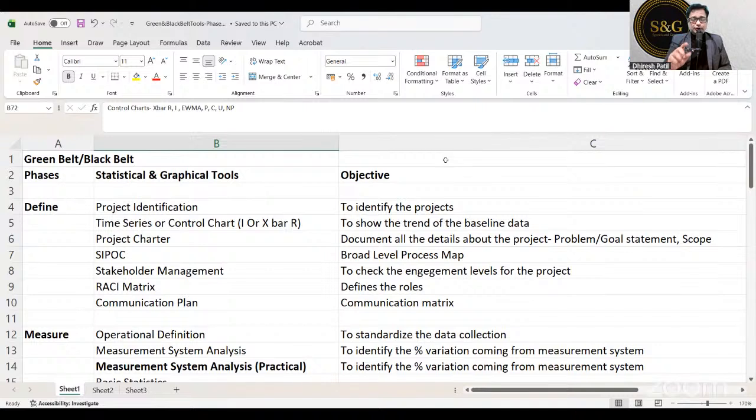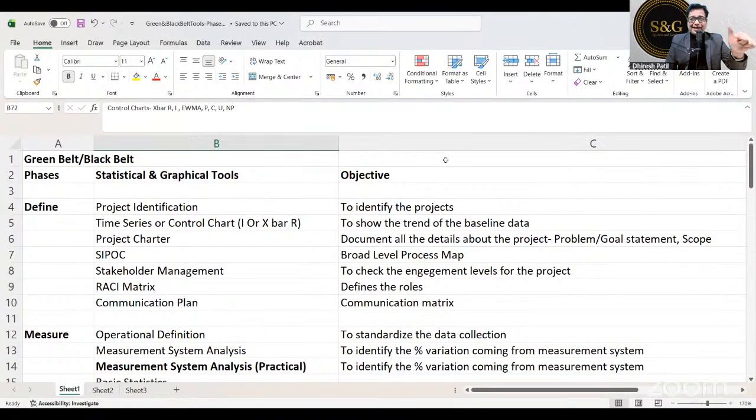Okay, understand this. At green belt level, we will learn some basic tools. At black belt level, we will learn very complex tools as well. So this is a very broad level of understanding. The DMAIC framework exactly remains the same in all five levels: white belt, yellow belt, green belt, black belt, master black belt. DMAIC is a common framework we use.